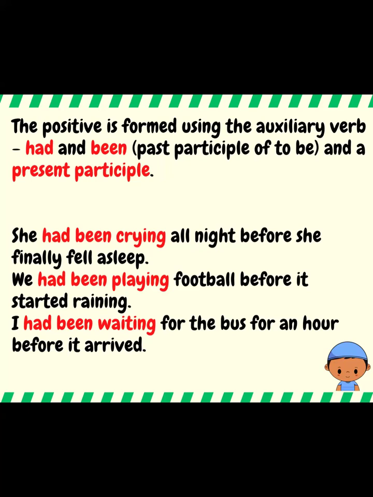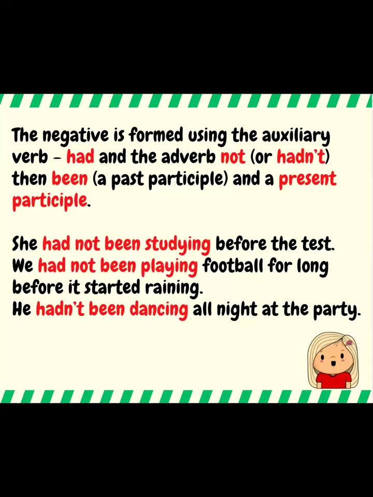So let's have a look at the negative form of it. And like all of the negative forms, we will have a not in there. So you would say had not or hadn't. So hadn't been, and then your ing word, your present participle. Okay, so she had not been studying before the test, or she hadn't been studying before the test. So the action, the studying, hasn't happened before the person has taken the test, and that would possibly have consequences for the outcome of the test.